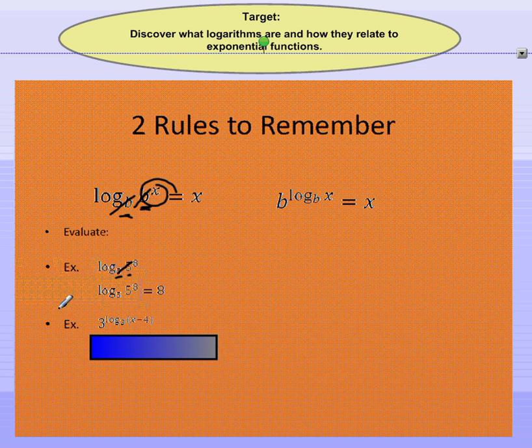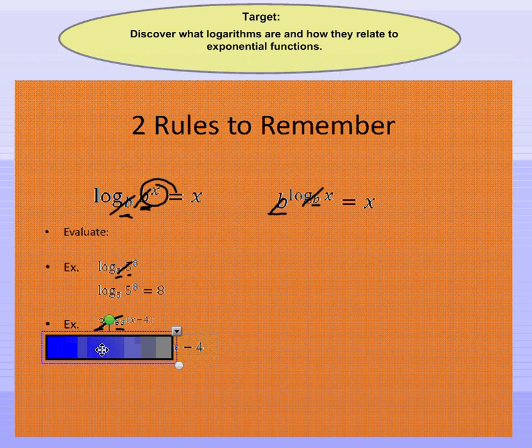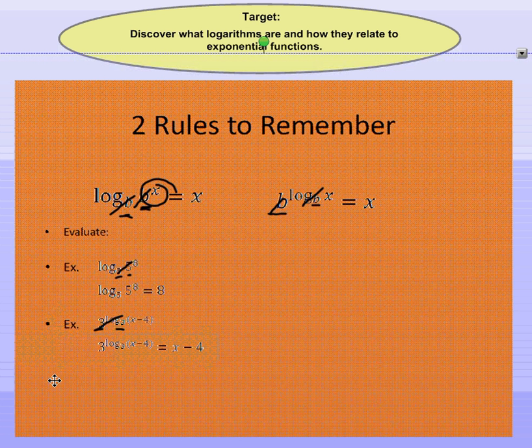The second rule is when you take this exponential, you have a base of b, but in the exponent now there's a log with the same base. When that happens, again, it's like they cancel out and leave you with that value of x. So our second example: 3 to the log base 3 of x minus 4 power. Notice that 3 and the log base 3 match up. It's like they cancel out. What's our evaluation of this? The evaluation is just x minus 4.